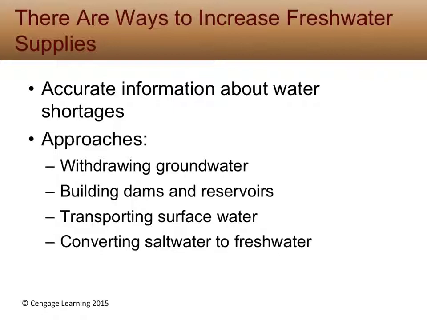Accurate information about water shortages. The reality is we're withdrawing groundwater, we're building dams and reservoirs. These are things that possibly can help, possibly can hurt too. We're transporting surface water like in California, and we're converting salt water to fresh water. That's desalination. That's stuff we're going to talk about in the next lecture.